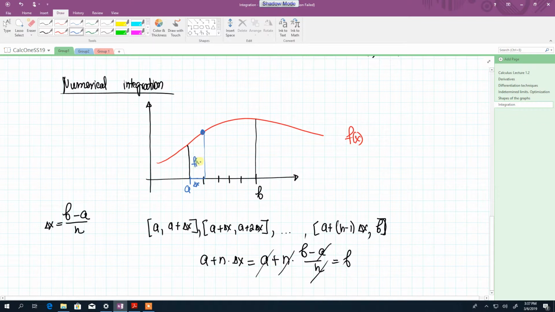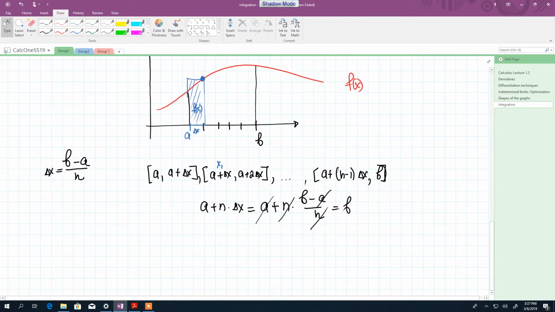F of x1, right? So let me call this x1. What will be the area? F of x1 multiplied by delta x. But it will be the area of this rectangle, not the area under the curve, right? Because we're multiplying the height by the width. If I multiply f of x1 by delta x, it gives me the area of this rectangle, right?